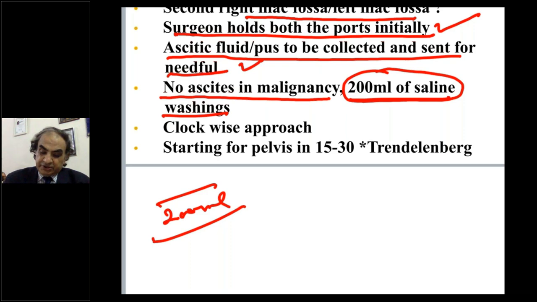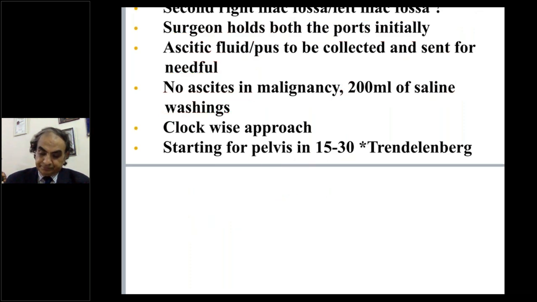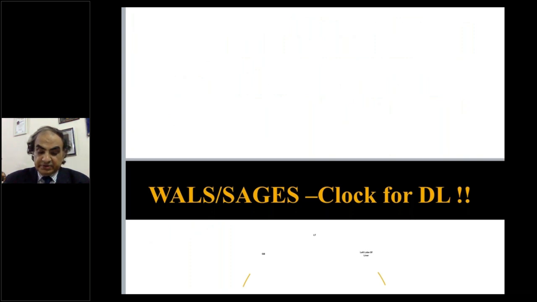We follow a clockwise approach, starting with pelvis, and that is 15 to 30 degree Trendelenburg. So how do I do it? I'll show it again. First of all, umbilical or supraumbilical or palmar point. These are the places to enter. Open or Veress needle technique.